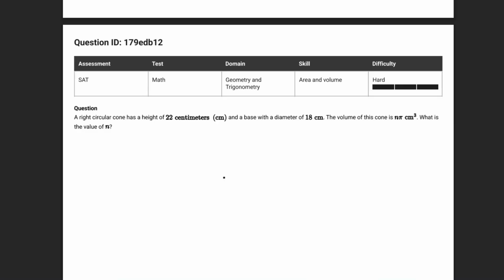A right circular cone has a height of 22 centimeters and a base with a diameter of 18 centimeters. The volume of this cone is n times pi centimeters cubed. What is the value of n? We don't even need to draw a cone for this. The volume of a cone equals 1/3 pi r squared times height. We can get rid of the pi because the answer is in terms of pi, so we just want to find n.